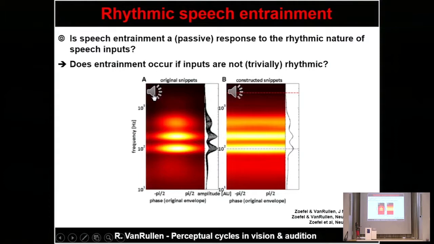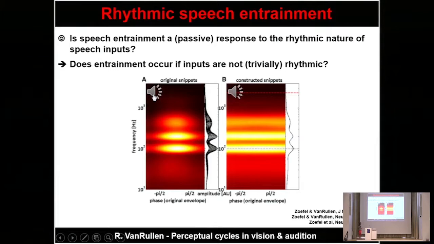So that's trivial. But that's exactly the problem that we have, because if we now present an auditory target at different phases of this type of stimulus, it's not surprising that at one phase you're going to miss it because there's masking, whereas at other phases you're probably more likely to detect it, right? So perceptual entrainment here would be trivial. So how do we get around this problem?